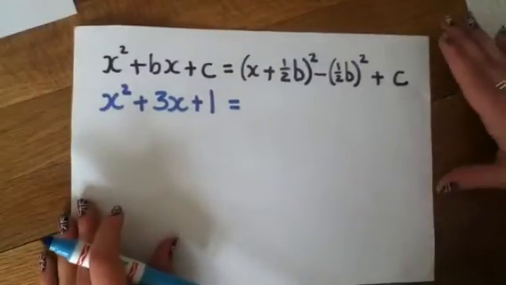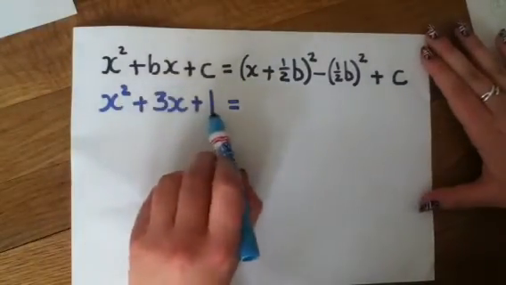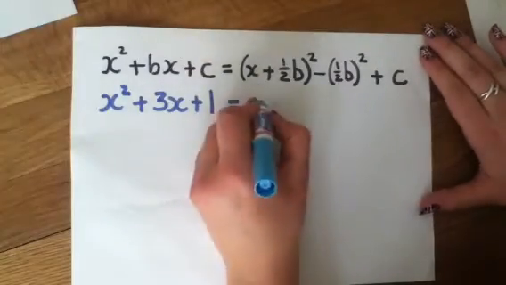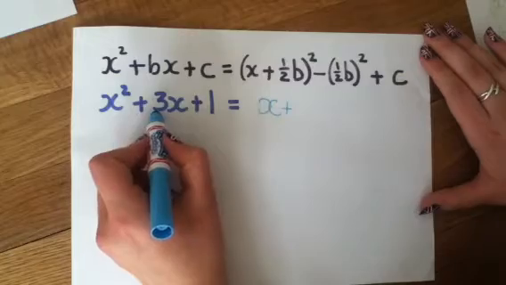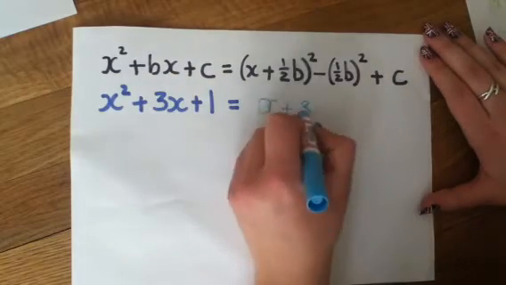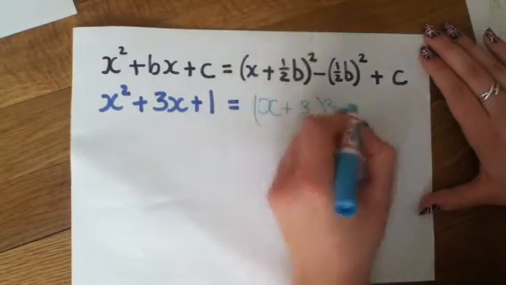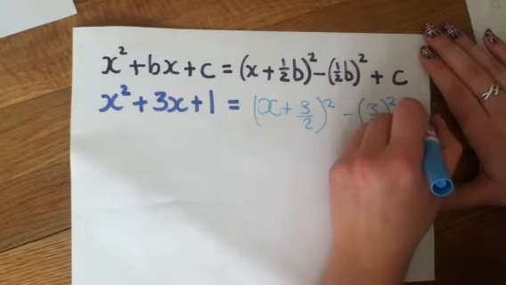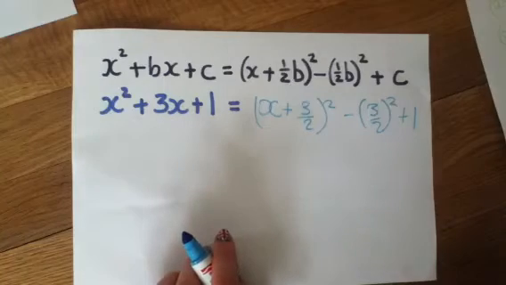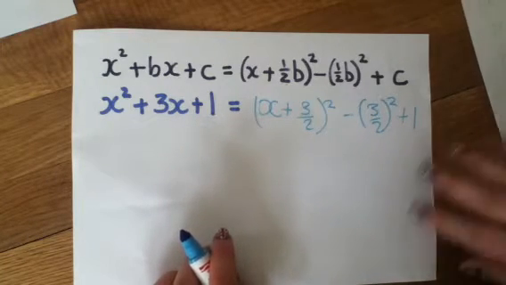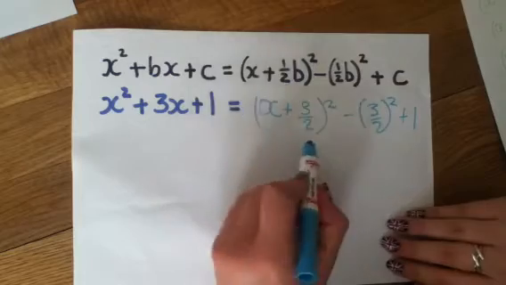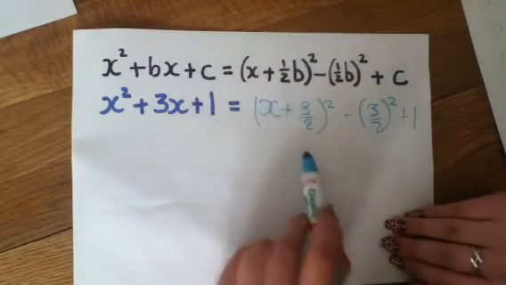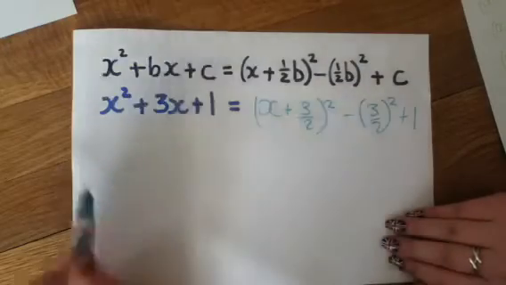One last example. x squared plus 3x plus 1, again here, b is 3 and c is 1. So we get x plus 3 divided by 2 squared minus 3 over 2 squared plus 1 is our c. And here it's important to note that it's best to write it in fractions because decimals can be harder to manipulate, whereas a fraction in this situation is much easier.